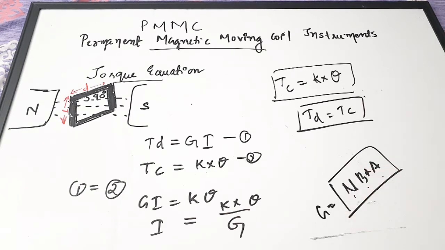So this is the equation for current, and we have actually derived the equation for current from the torque equations by first finding the torque equations and then equating them. I'm hoping that you understood how to derive the torque equation and how to find the current value. Now we are going to do a small problem on this PMMC. So let's do the problem.